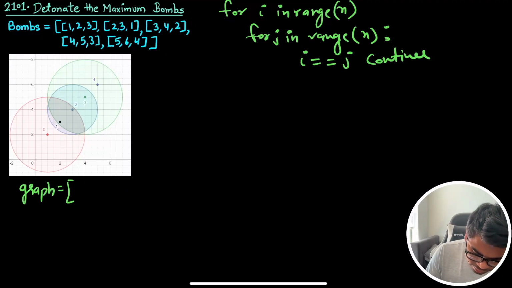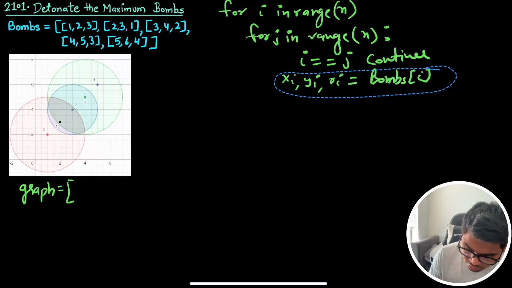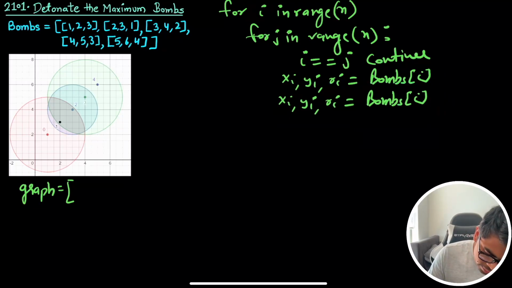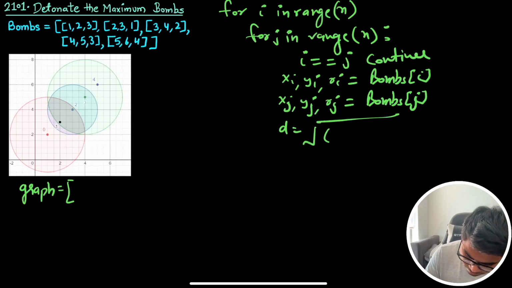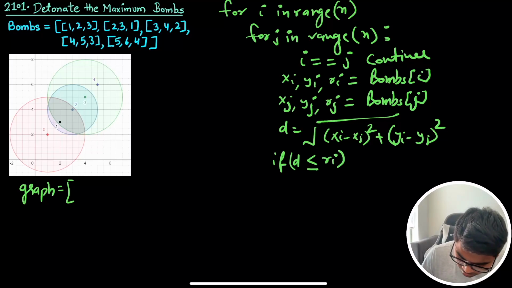Otherwise you're going to have this xi, yi, and ri, getting it from the bombs at the ith value, and you'll do the same thing for the jth. So right here, it's just like that. You will calculate it for j, and then this will also be j. Now you want to calculate that distance. Distance is going to be the square root of (xi minus xj) squared plus (yi minus yj) squared. This will give me the distance, and if this distance is less than or equal to ri, then j will become a neighbor of that particular bomb.